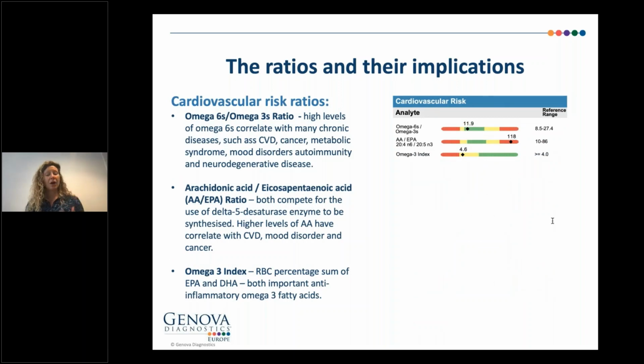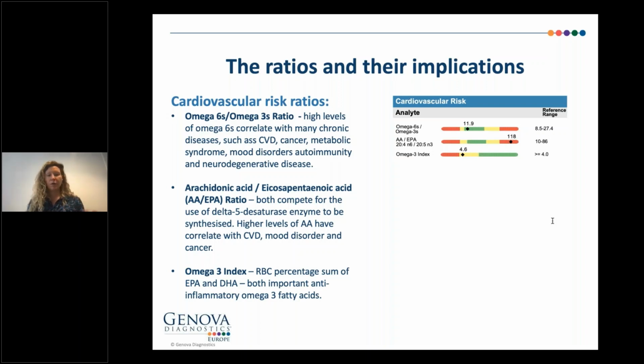So then we have the cardiovascular risk ratios, where we are assessing the balance between omega-3 to omega-6 metabolites. So we have the omega-3 to omega-6 ratio, which broadly speaking looks at all of the metabolites of each fatty acid in relation to each other. And then we also have the arachidonic acid to EPA ratio.